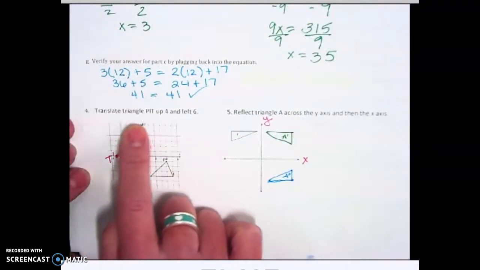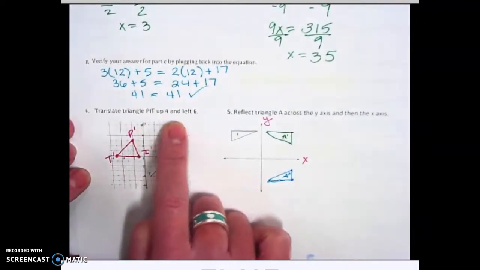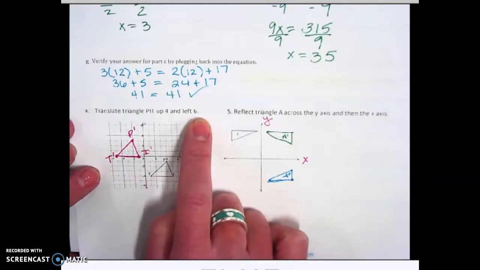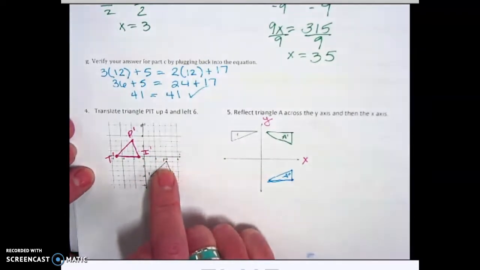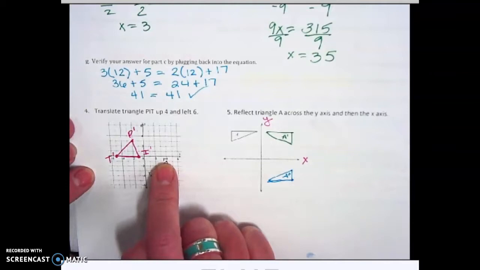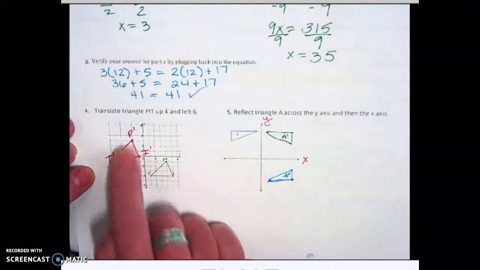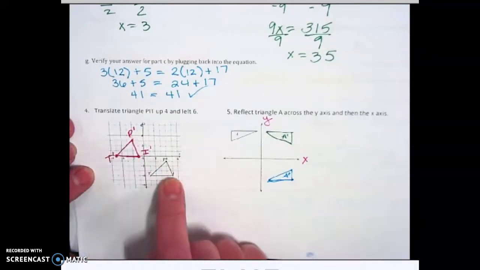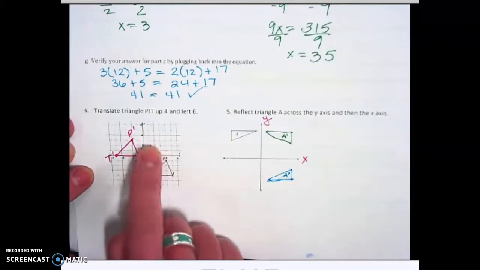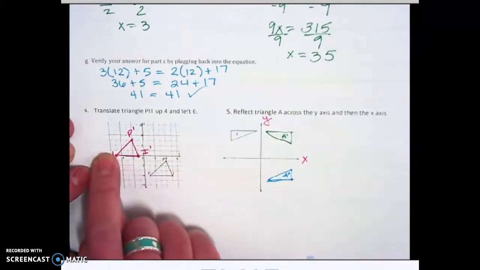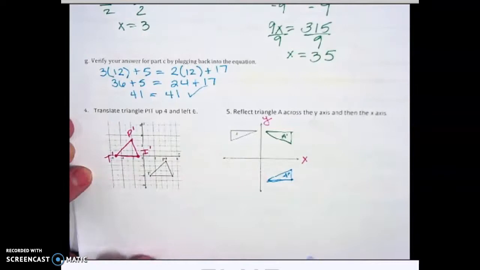Question number 4, we're going to translate the triangle PIT up 4 units and 6 left. So I started with the P, I went up 4 units and 6 to the left, called it P prime. Then I went over to I, went up 4 units, left 6, called it I prime, up 4, left 6, called it T prime.